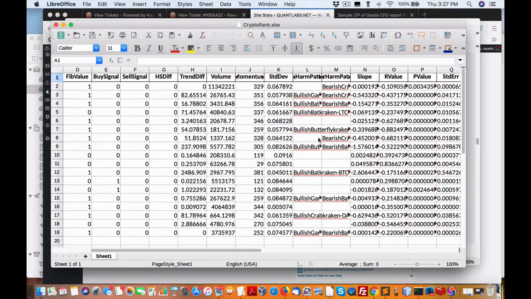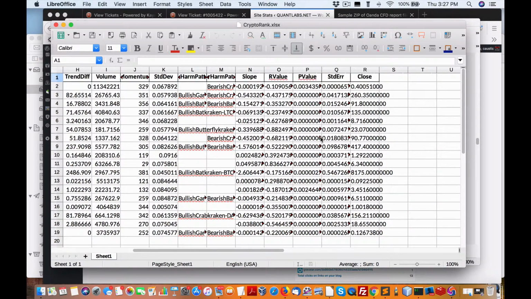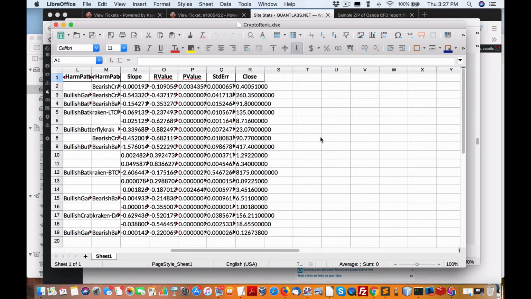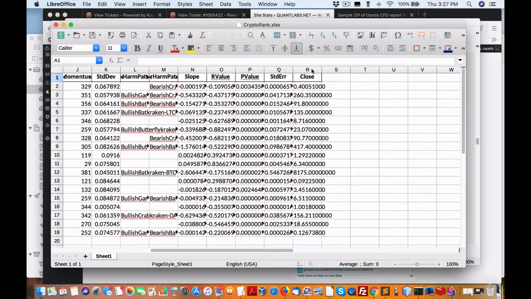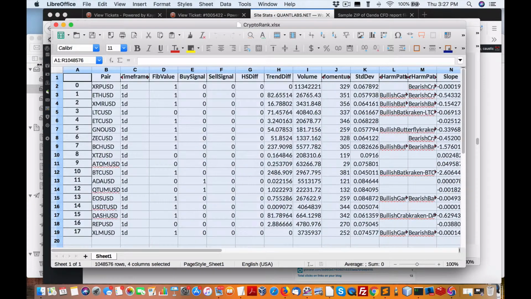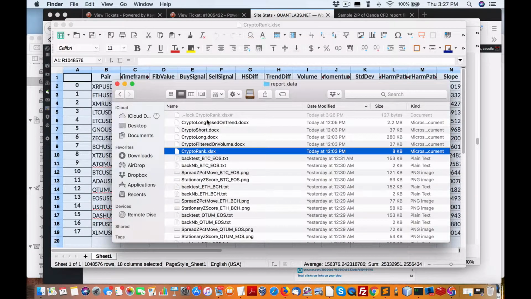So let's go through this. If you have not seen my CFD, it's very similar to the one I just did. The files we are looking at are either Excel or a Word document. So we're looking at the crypto rank.